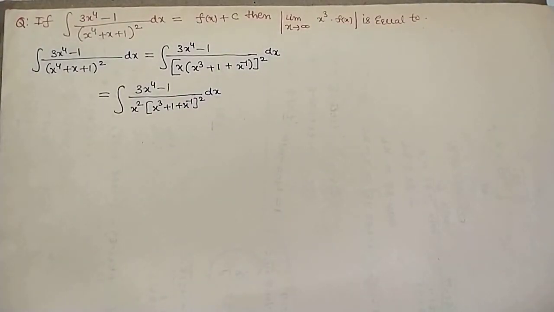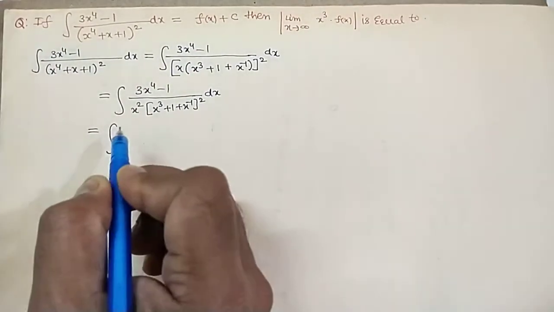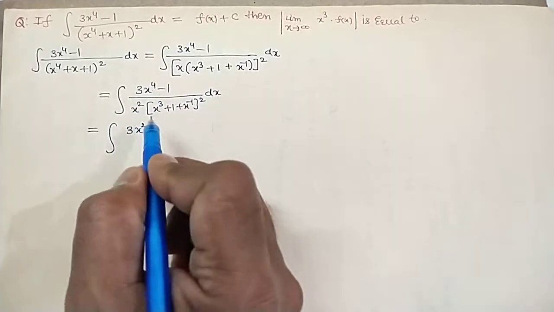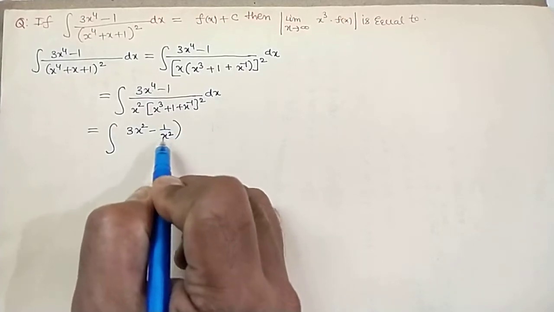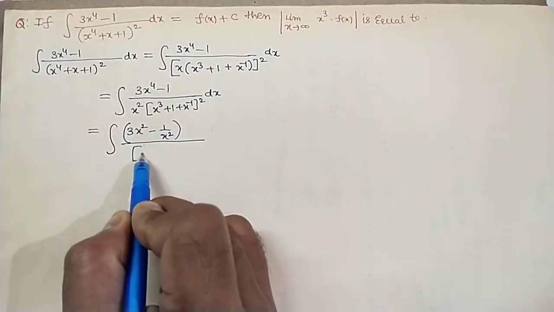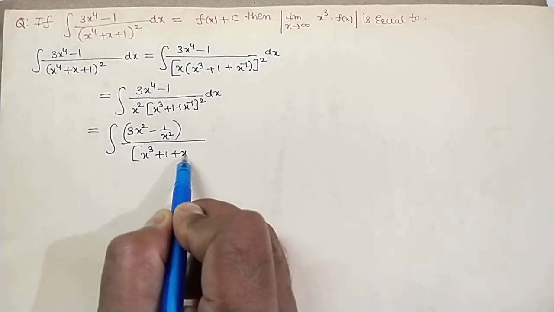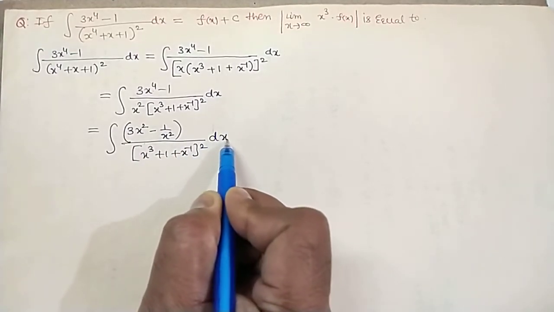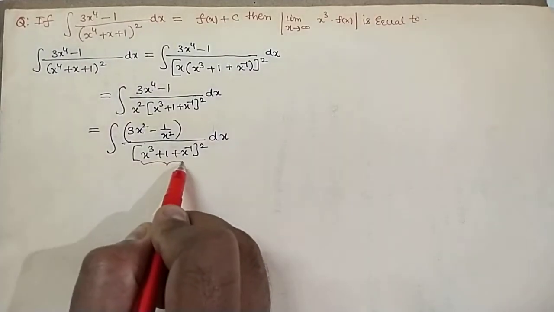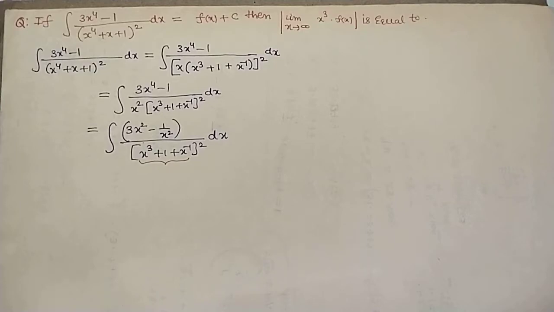Now, denominator x square, numerator 3x power 4 minus 1 is there, no? 3x power 4 minus 1 divided by x square, you have to write and simplify, which is equal to integral of 3x power 4 by x square is 3x square minus 1 by x square. After that, the remaining term in the denominator, (x cube plus 1 plus x power minus 1) whole square into dx. After that, this x cube plus 1 plus x power minus 1 you can assume as t.